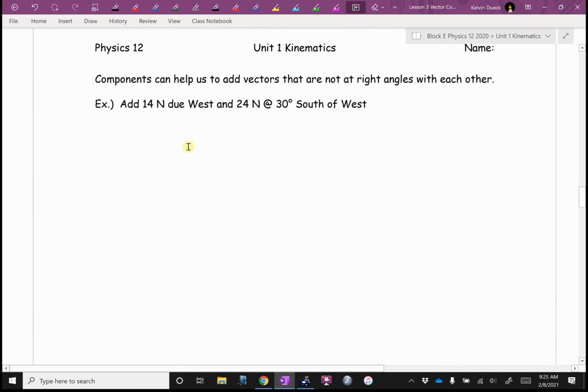Where do components come in handy? Well, they're going to come in really handy when we look at projectiles, when we start throwing things in parabolic arcs. We won't deal with that parabolic arc because you need calculus. Instead, we'll break it into a horizontal motion and a vertical motion. But they also help us here. They can help us add vectors that are not at right angles with each other.